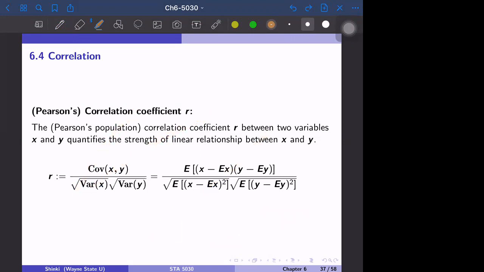Section 6.4, the correlation. So I introduced the 3 types of correlation. The first one is Pearson's correlation coefficient, R. This is the most common correlation coefficient. Usually when we say correlation, that is Pearson's correlation.